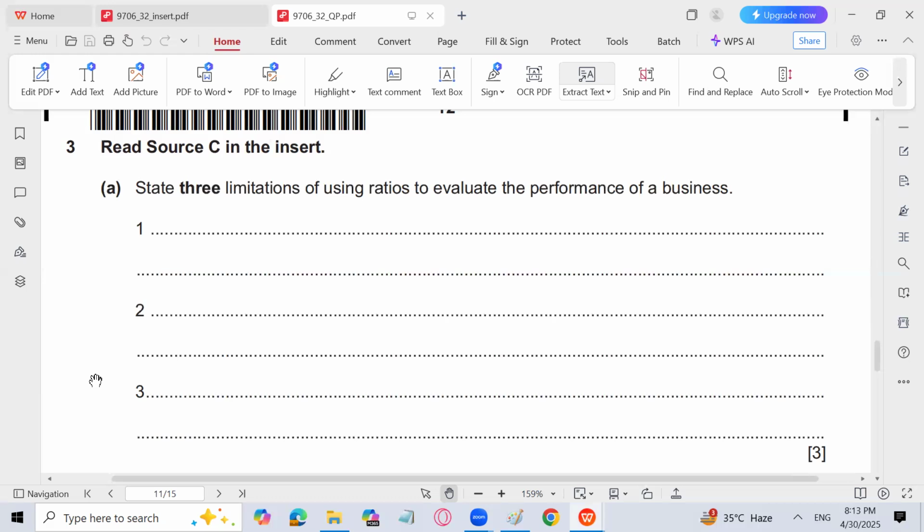Second thing is this, that it talks about only financial data. Non-financial factors will not be taken into account, though they are also important. Only financial results can be compared and evaluated through ratios. Then different accounting procedures are adopted by different businesses, so their comparison becomes difficult.